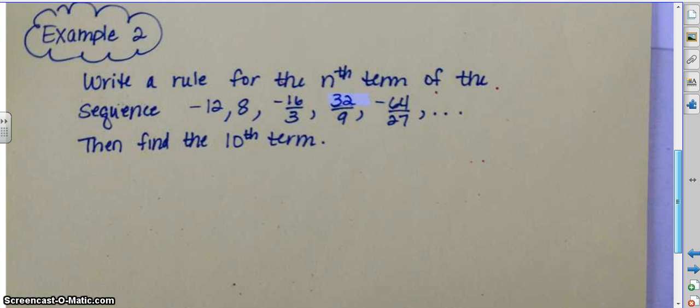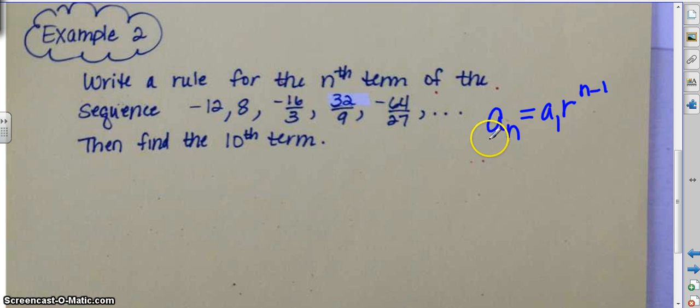Example 2. Write a rule for the nth term of the sequence negative 12, 8, negative 16/3, 32/9, negative 64 over 27, and so on. The next part of that is we need to find the 10th term. If I'm going to find the nth term, I need to remember my formula, which is a sub n is equal to a sub 1 times r raised to the n minus 1.